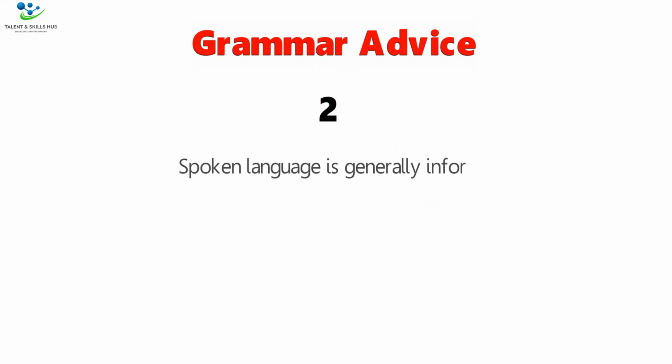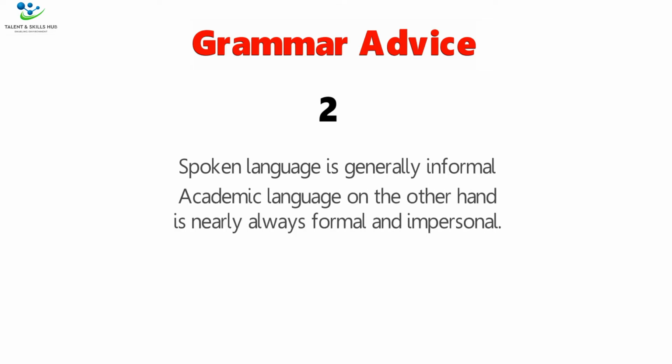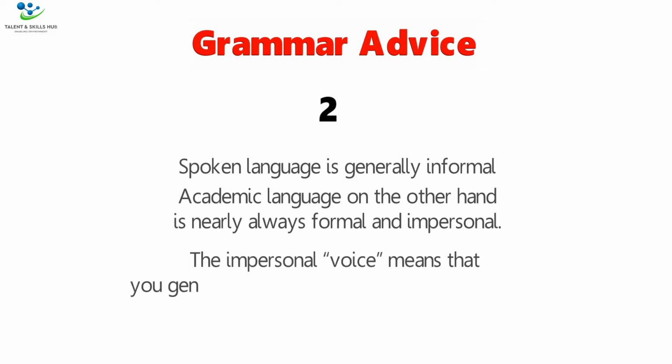2. Spoken language is generally informal. Academic language, on the other hand, is nearly always formal and impersonal. What this means is, if you write as you speak, you are probably going to be using the wrong style or register. The impersonal voice means that you generally need to avoid using the pronoun I, unless you are engaged in reflective writing, in which case you can't and shouldn't avoid it.